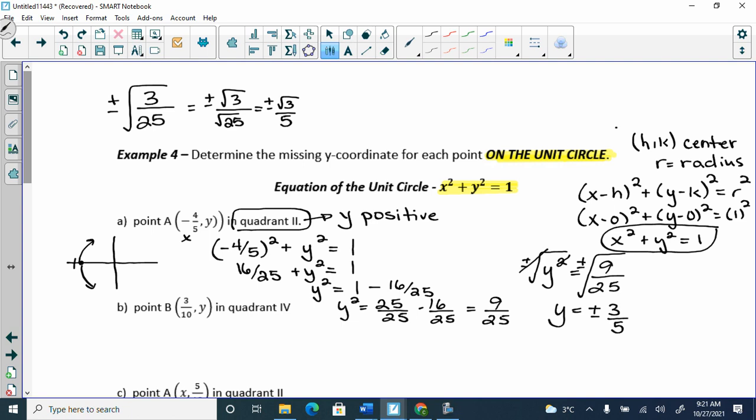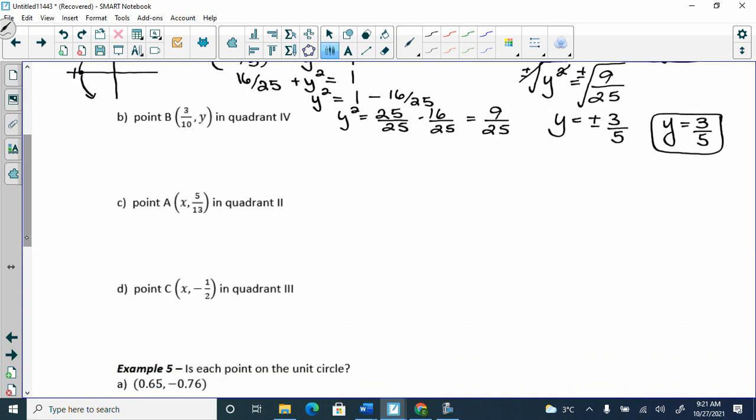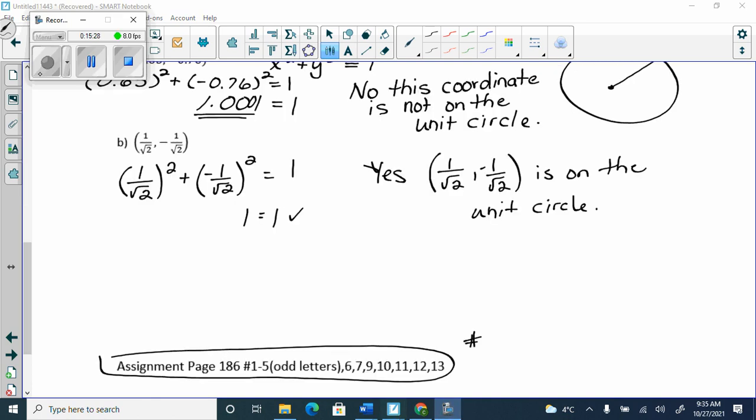If you box that, though, you're wrong. Because what does it actually have to be? Positive, because it's in quadrant 2. So my answer is actually y equals 3/5. You try B, C, D. And that's how you do the last question. You're all here, honestly, you'll be fine.